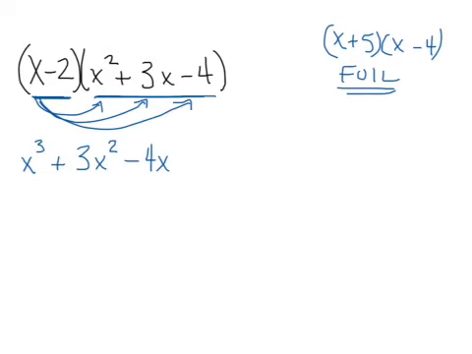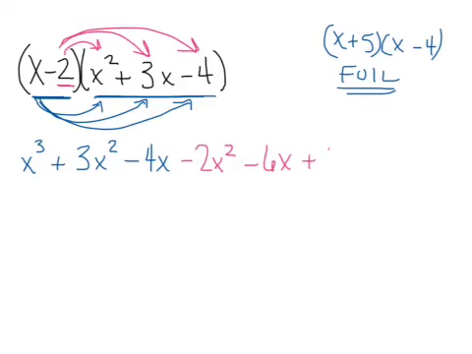Now we have to take care of the second term of the polynomial and multiply negative 2 times each of the three terms of the second polynomial. So we have negative 2 times x squared gives us negative 2x squared. Negative 2 times 3x gives us negative 6x. Negative 2 times negative 4 gives us positive 8.